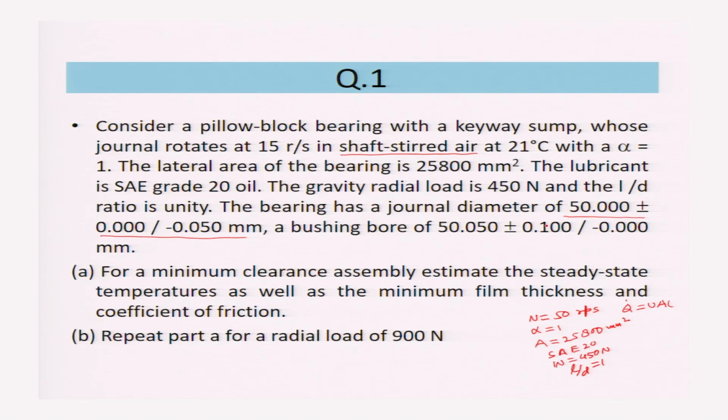Well, so you have to find, for a minimum clearance assembly, estimate the steady state temperatures as well as minimum film thickness and coefficient of friction. Repeat part A for a radial load of 900 Newton. So, initially the load was taken as 450, later on in part B the load is to be taken as 900. So, the effect of increase of load is also to be determined.